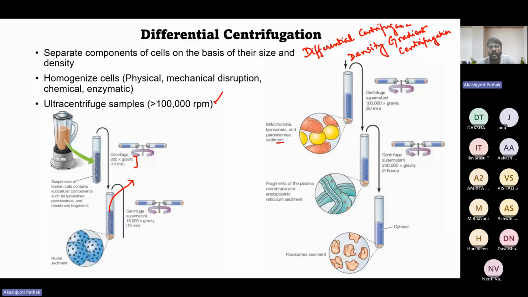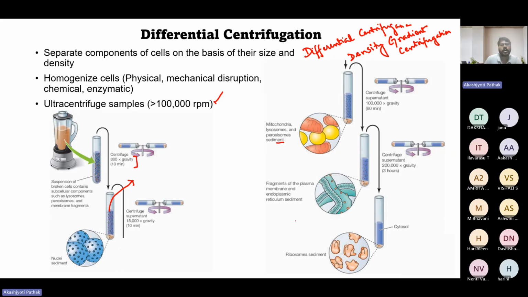Why are you doing that? Because these particles have lesser density and lesser size. Once you centrifuge at 100,000 G, even the smaller, less dense particles, like the endoplasmic reticulum sediment, start sedimenting. Then you take out the supernatant and spin it at a higher centrifugal force, 200,000 G, and in the end you get the ribosomes. The ribosomes have the least density, so you need a greater centrifugal force for isolating them.